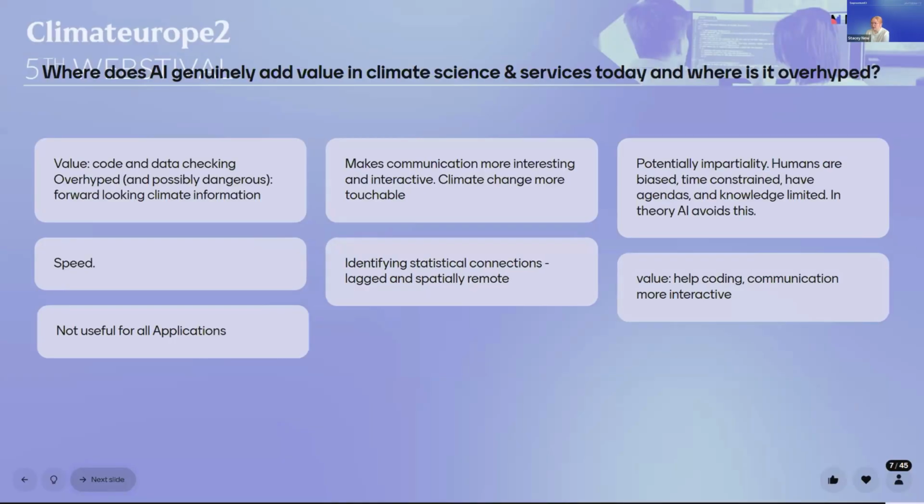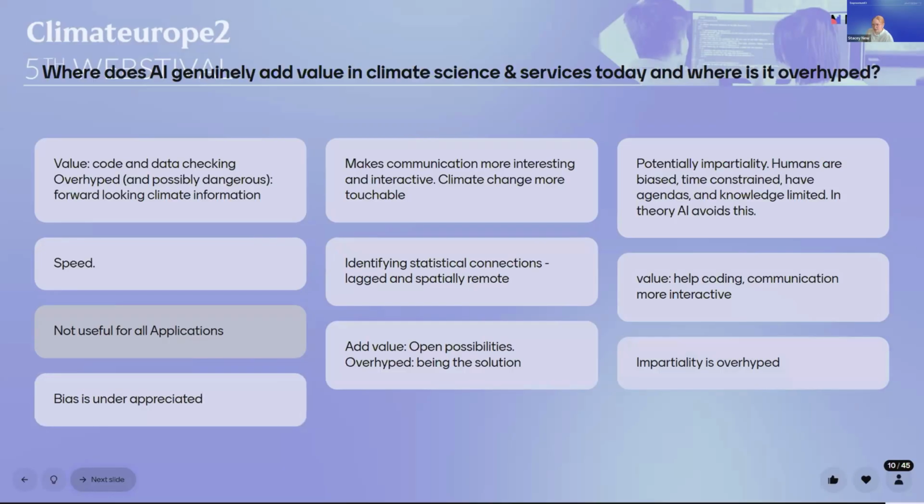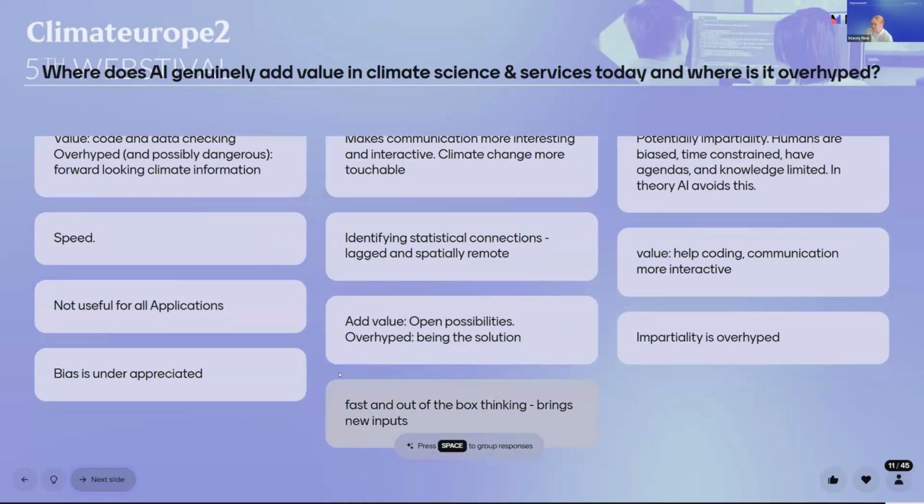Identifying statistical connections, lagged and spatially remote. Value, helping coding, communication more interactive. Yep, not useful for all applications. Yes, choosing when to use AI, it's not always the right time to use it. Add value, overhyped being the solution. Impartiality is overhyped. Yep. Bias is underappreciated. Fast and out-of-the-box thinking brings new inputs.